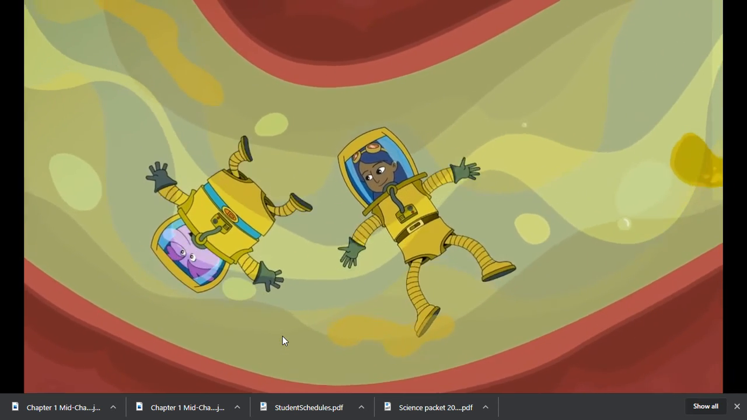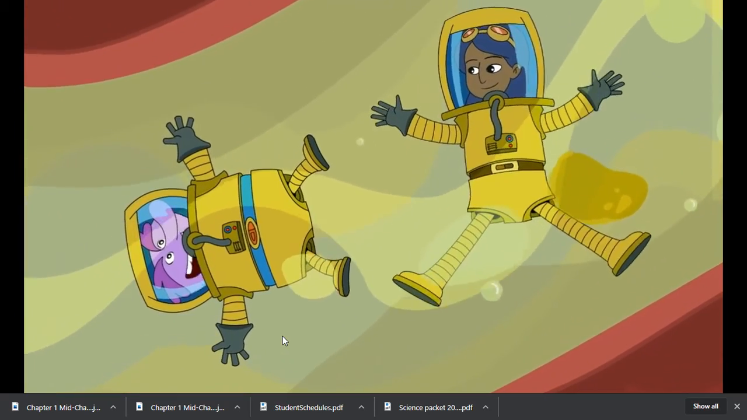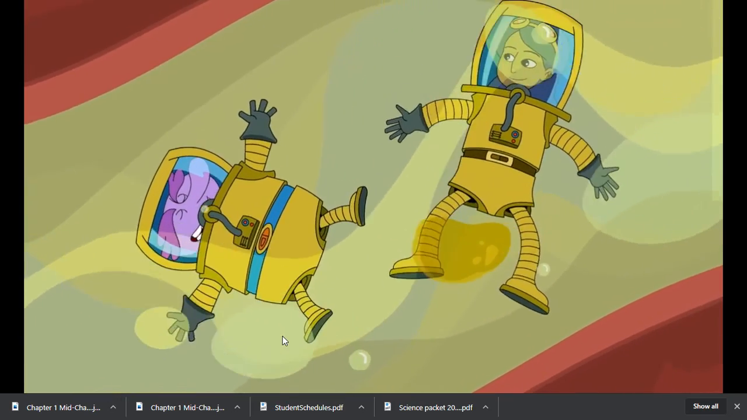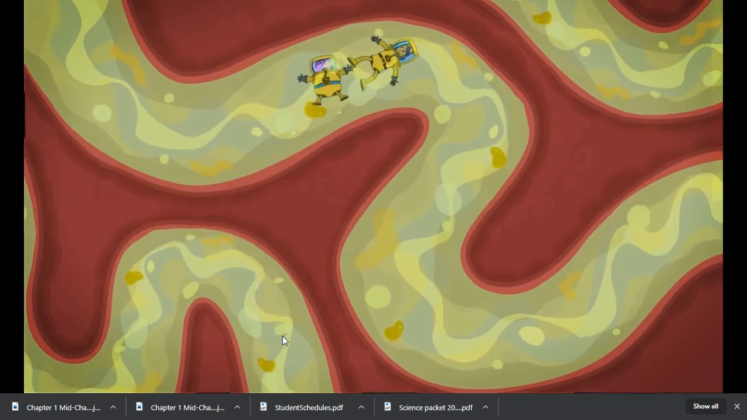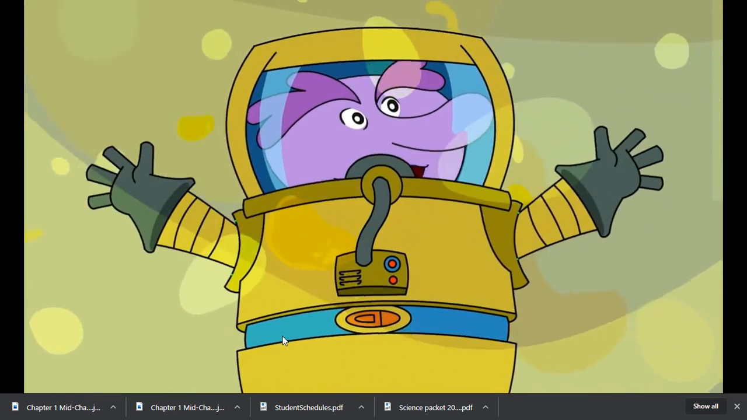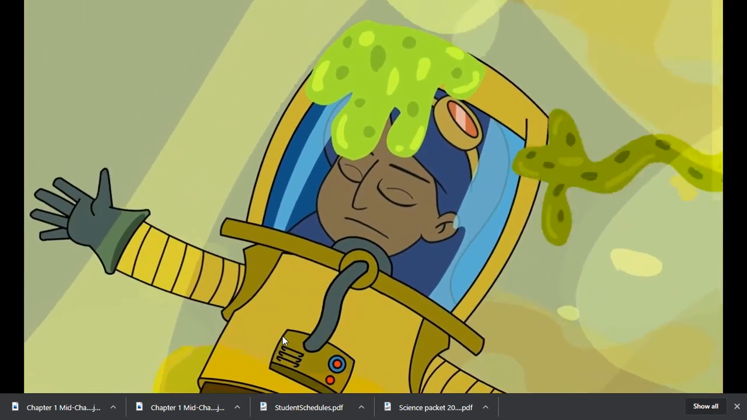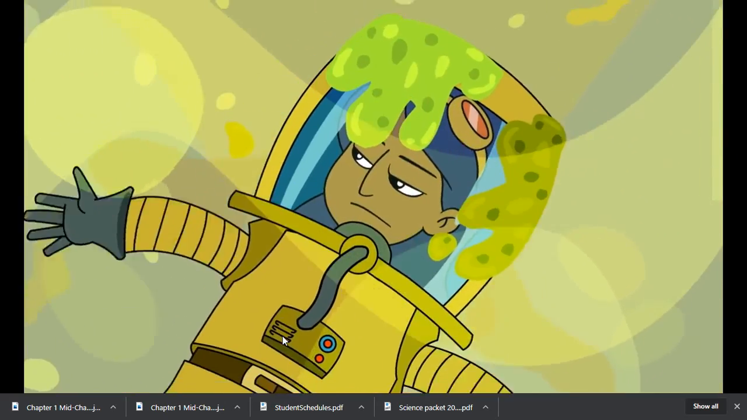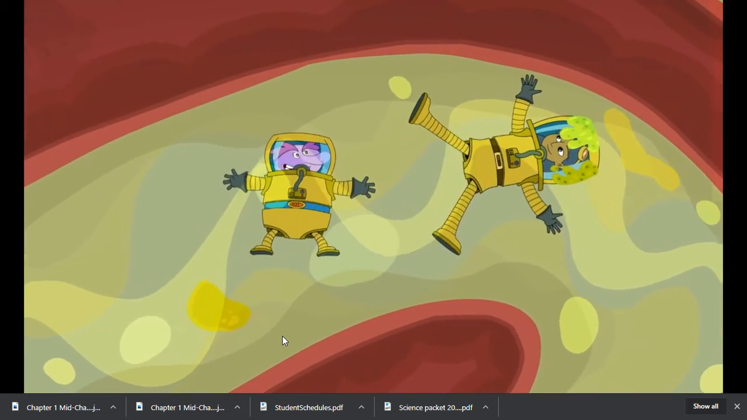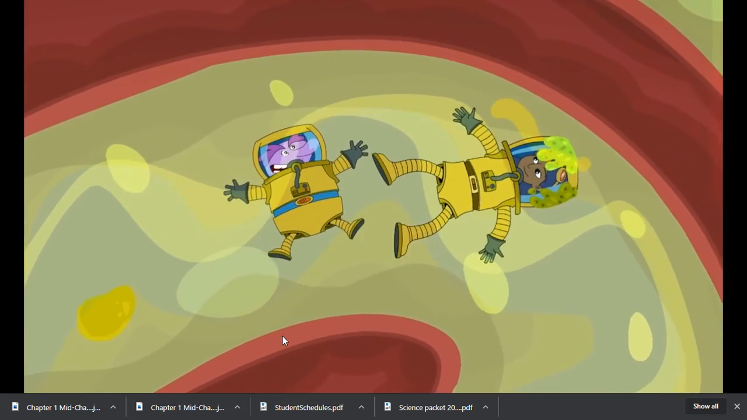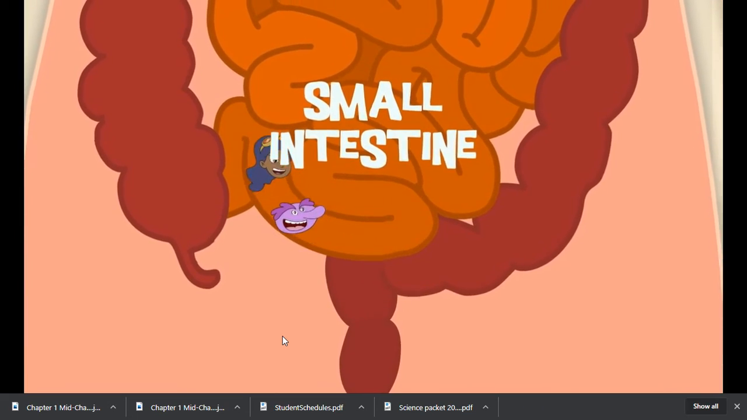Here we are! The first part of the small intestine is called the duodenum, and it's where liquefied food goes next. Duodenum, duodenum, duodenum. There are more digestive juices found here, like bile. Bile is made in the liver and stored in the gallbladder until your body needs it. Bile and enzymes from the pancreas break down the proteins, fats, and carbohydrates. It's here that the body absorbs the vitamins and minerals from the food. Whoa!